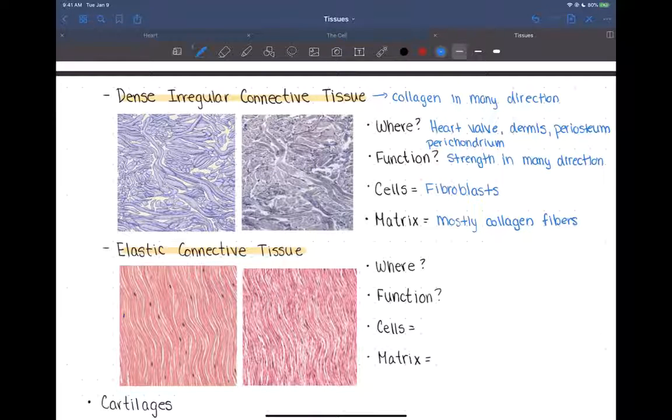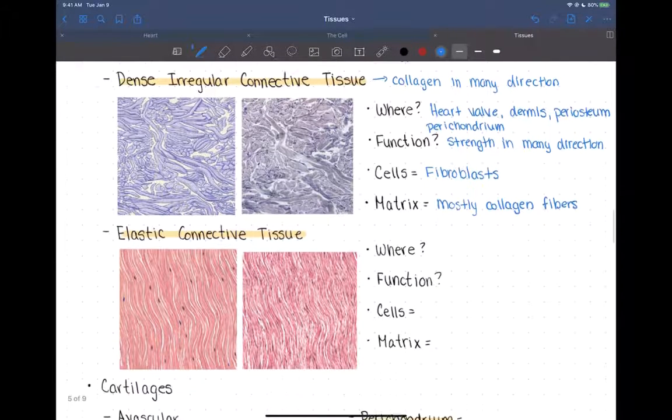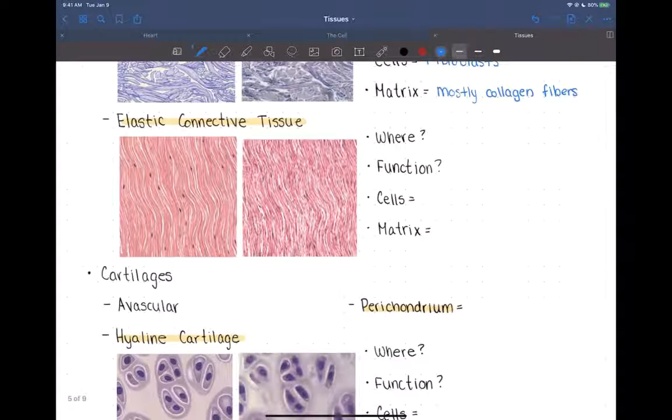All right, and then our last dense connective tissue is going to be elastic connective tissue. Elastic connective tissue can be found in elastic arteries. A lot of arteries that withstand a lot of pressure, like your aorta, would be elastic arteries. So they need to be able to stretch and recoil. They would contain elastic connective tissue.